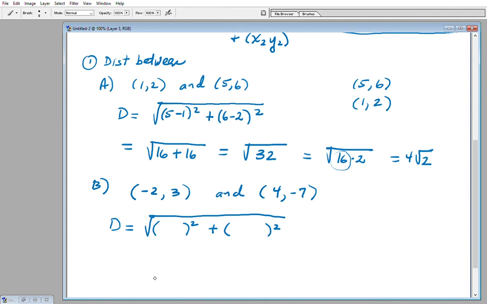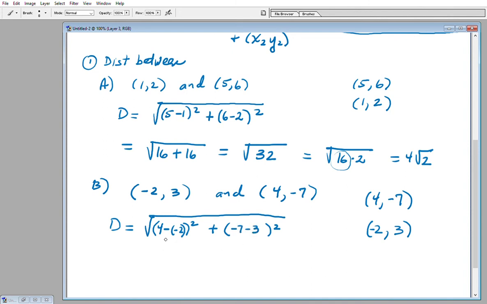Okay, anyone get an answer? Okay, I'm going to line up the points. Then I'm going to subtract the x's. So here we have to be careful. It's 4 minus minus 2. And subtract the y's, minus 7 minus 3.